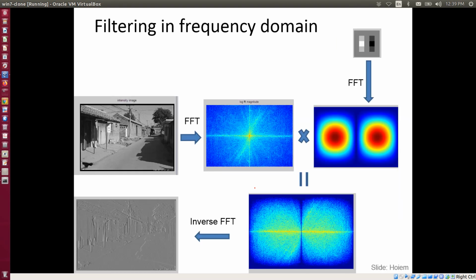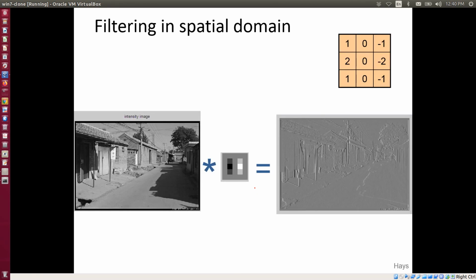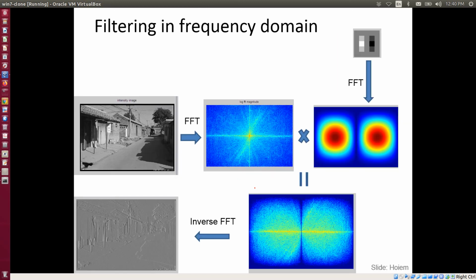We can use this property to implement filters, at least in theory. For example, I have a filter like this. I can theoretically compute the Fourier transform of this patch and get a Fourier transform equal to this, if you remember from last time. And like this, I compute the Fourier transform of this image.